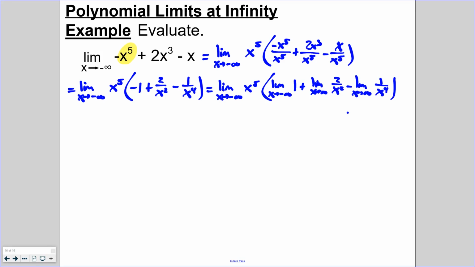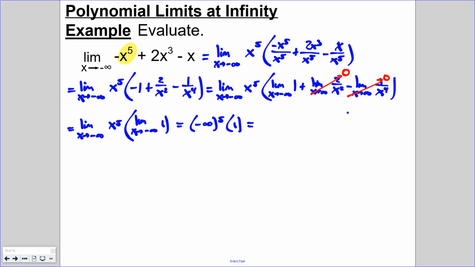Alright, so we did limitize it, and then this one can go to 0, that one can go to 0, continuing on with the limit as x approaches negative infinity of x to the 5th times the limit as x approaches negative infinity of 1. We can substitute in to get negative infinity to the 5th times 1. Negative infinity to the 5th is going to be negative infinity, and that times 1 will just be negative infinity.